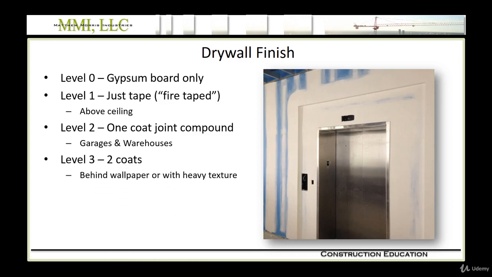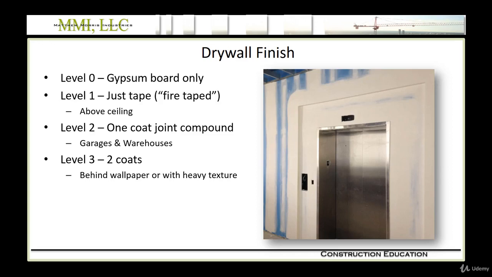You would let the level 2 finish dry overnight, sand it, then apply a second coat, which is a level 3. And you would do a level 3 finish if you were eventually going to put wallpaper on the wall or if you had some sort of heavy texture, because you can still see some imperfections in the wall and it's not entirely flat.